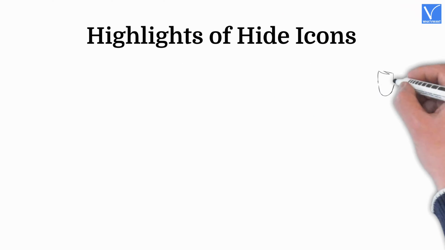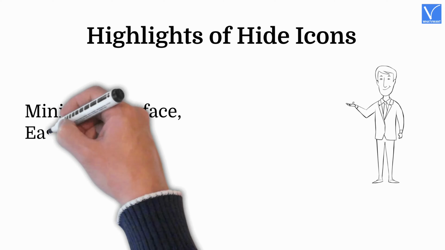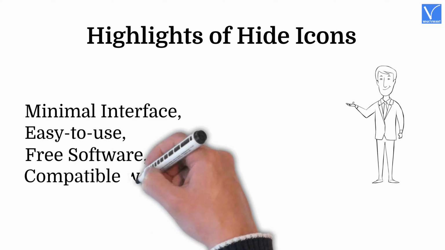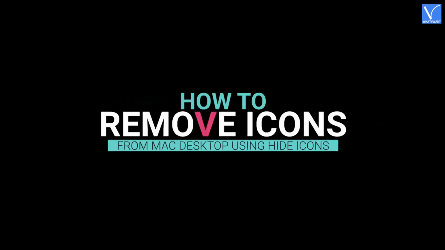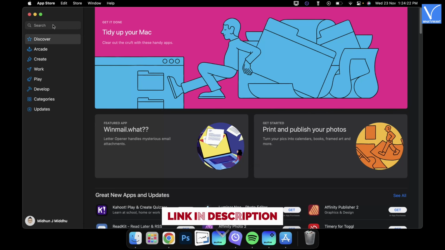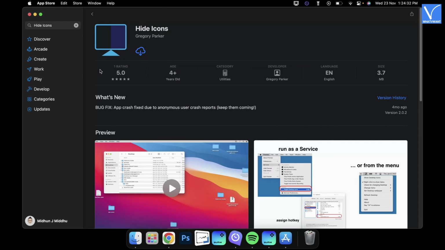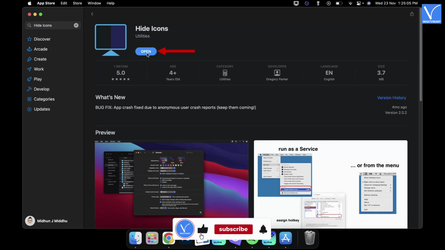Highlights of Hide Icons. Minimal interface. Easy to use. Free software. Compatible with macOS 10.12 or later. How to remove icons from Mac desktop using Hide Icons. Launch the App Store on your Mac. Search for Hide Icons. Choose the application from the search results, and download the application. Click on Open to launch the application.